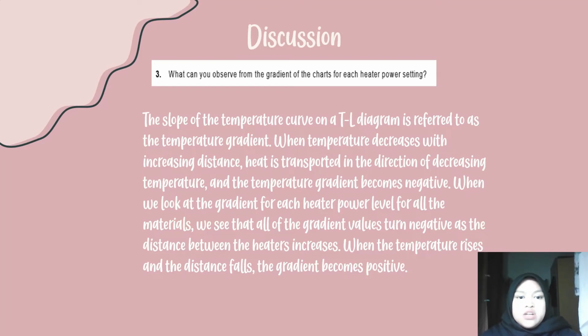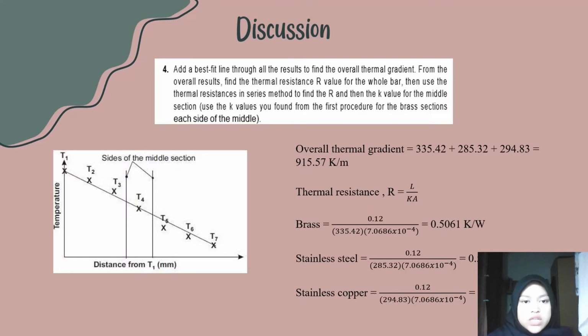When the temperature decreases with increasing distance, heat is transferred in the direction of decreasing temperature, and the temperature gradient becomes negative. When we look at the gradient for each heat power level for all the materials, we see that all of the gradient values turn negative as the distance between the heaters increases. When the temperature rises and the distance falls, the gradient becomes positive. So we continue with discussion number 4.